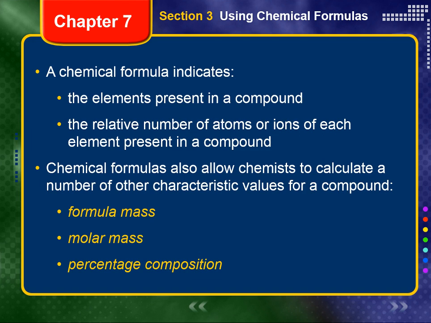Chemical formulas also allow chemists to calculate a number of characteristic values for a given compound. In this section, you will learn how to use chemical formulas to calculate the formula mass, the molar mass, and the percentage composition by mass of a compound.